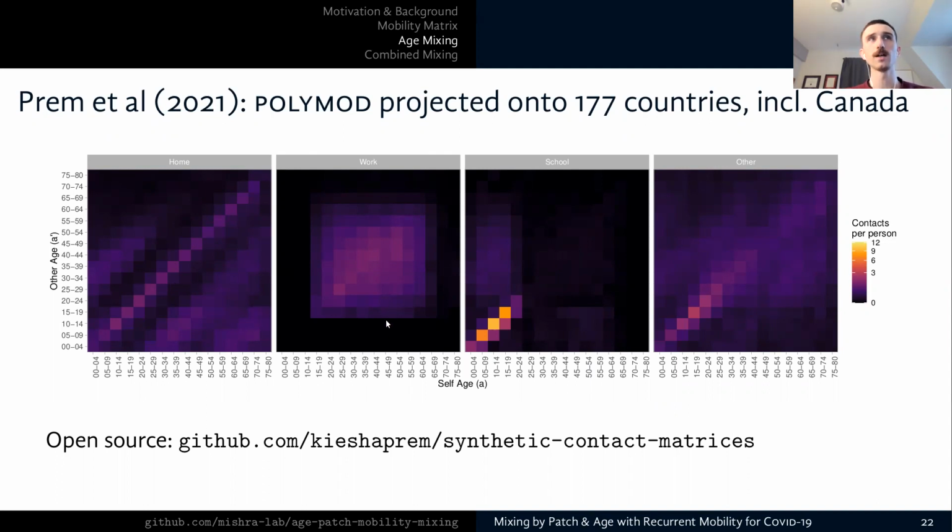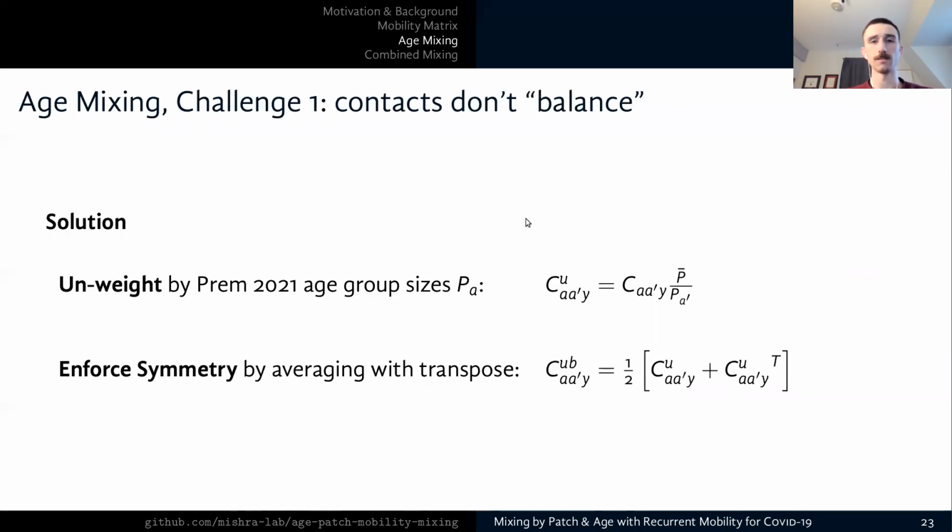So this is the input, and this is projected onto Canada, but one of the challenges is that we're actually interested in projecting that onto Ontario specifically. Another challenge is the fact that these matrices need to balance, essentially. I don't know if people have heard about this idea of reciprocity. When you assume proportional mixing, it's inherent to the model that the number of contacts formed by age group 1 with age group 2 is going to be equal to the number of contacts simulated among age group 2 with age group 1.